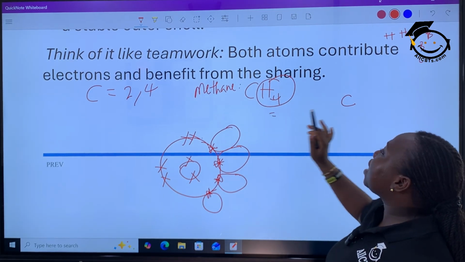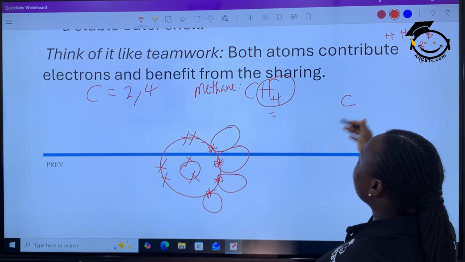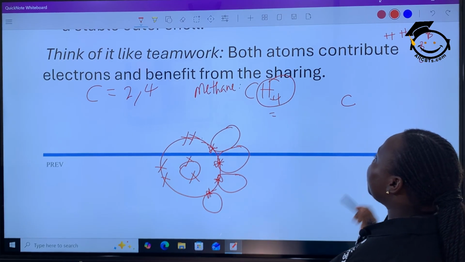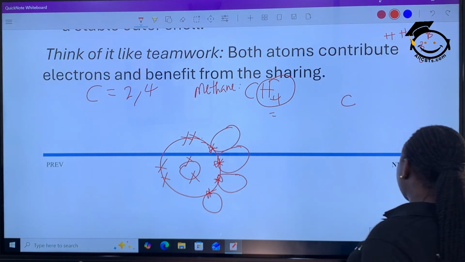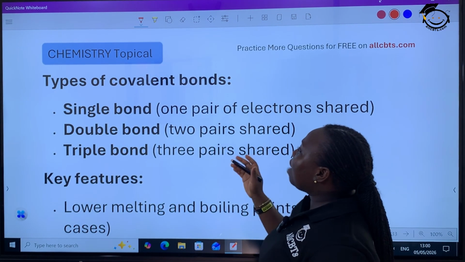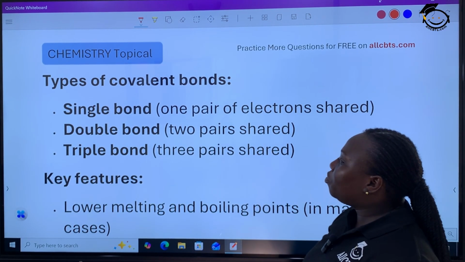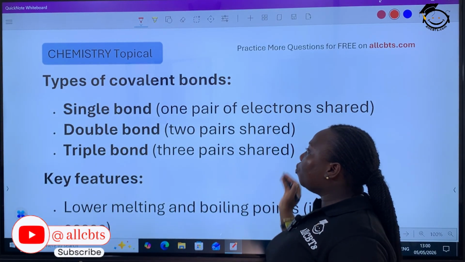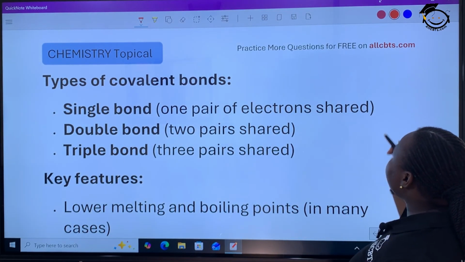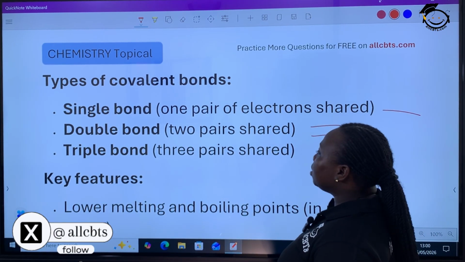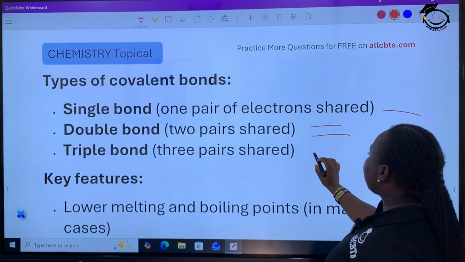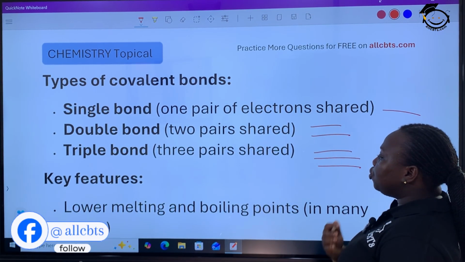Now think of it like teamwork. Both atoms are contributing electrons and they benefit from sharing. Types of covalent bonds. We have the single bond, that is 1 pair. We have the double bond, that's 2 pairs shared. We have the triple bond, which is 3 pairs shared.